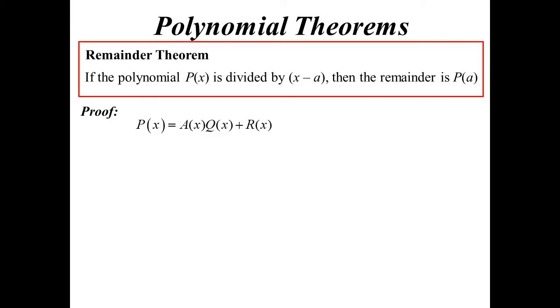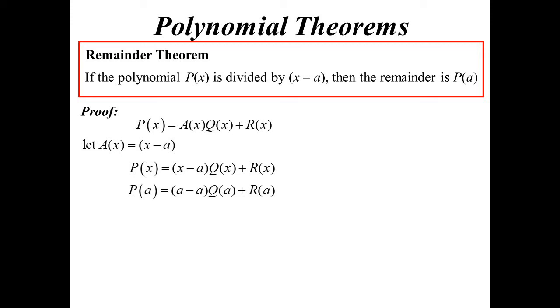So here's a proof of that. There's our division algorithm, divisor times quotient plus remainder. Now, we're going to say our divisor is x minus a. So let's substitute that in. So there's our polynomial now: x minus a times the quotient plus the remainder. So what is polynomial a? Well, when we substitute a in, x minus a becomes a minus a, which is, of course, 0. So all we're left with is remainder a.